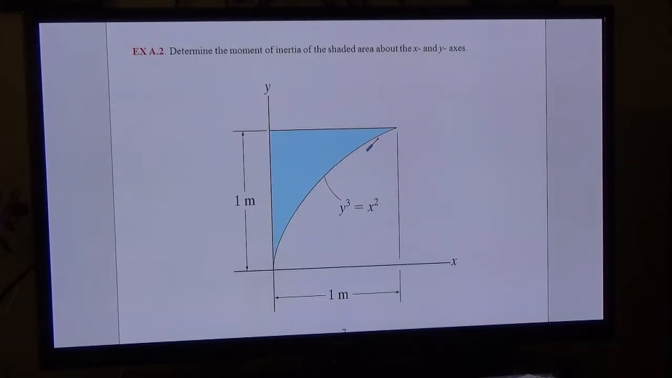As it said, the first thing we need to do is set up the element. We want to choose an element that touches the curve at some x, y, and in the case of I about x, we want to orient the element parallel to the x-axis. So this is the element we'll use for I about x.